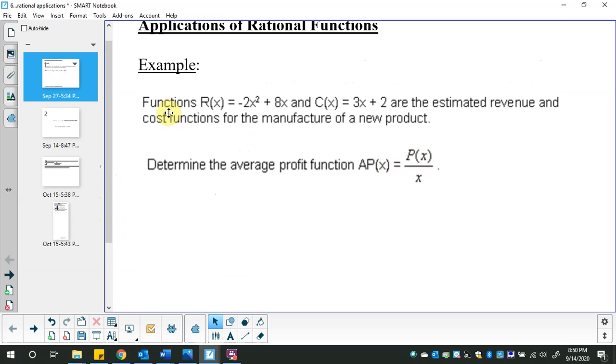Now we're given functions that stand for estimated revenue, that's R at x is equal to negative 2x squared plus 8x, and a cost function, so a formula for cost, C at x is equal to 3x plus 2, and this is for the manufacture of a new product. So we're asked to find the average profit function.